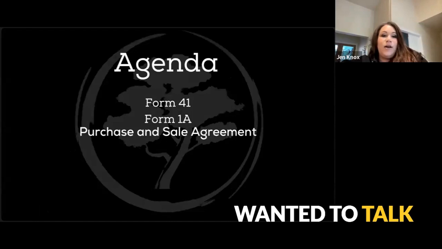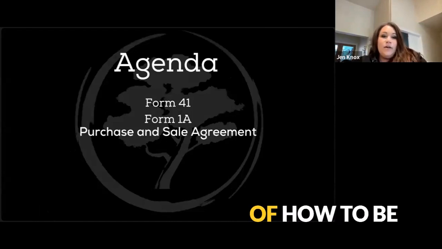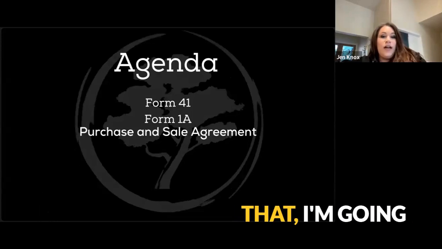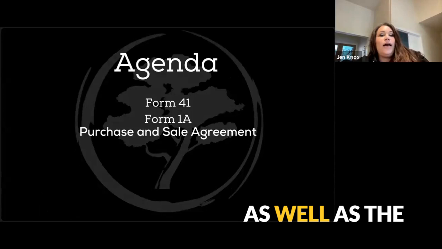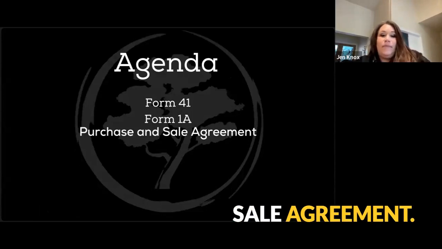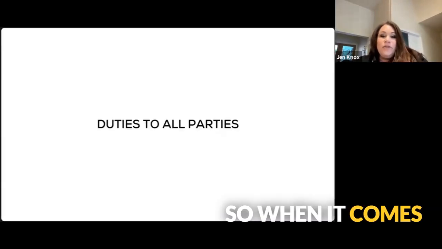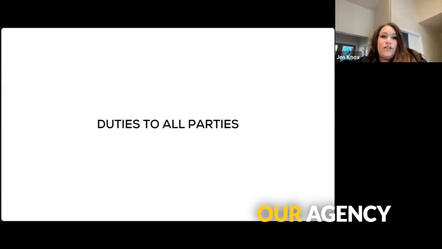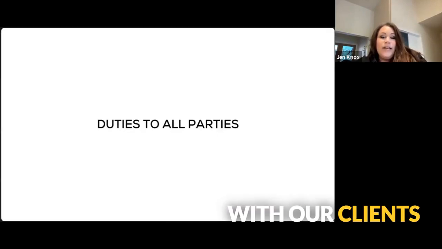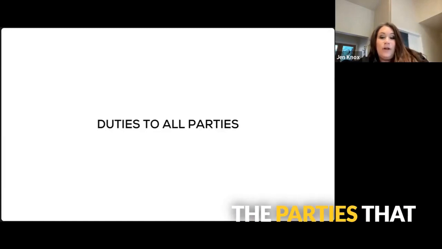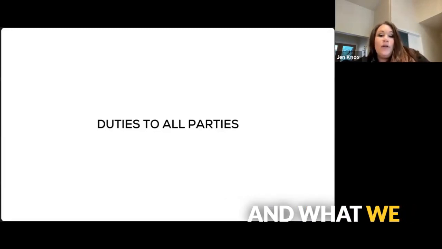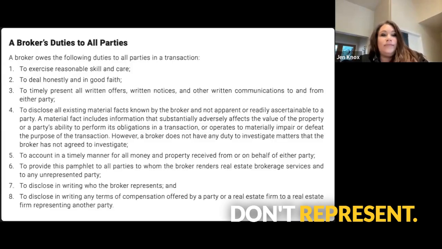And today I wanted to talk about the idea of how to be an effective dual agent. So, in order to do that, I'm going to be referring to Form 41 and Form 1A, as well as the purchase and sale agreement. So, when it comes to being an agent, we have our agency relationship with our clients, and we need to know what that means as far as our duties and what we owe to the parties that we represent and what we owe to the parties that we don't represent.